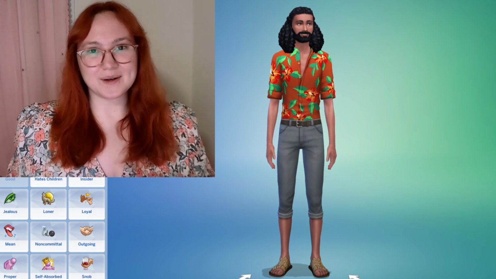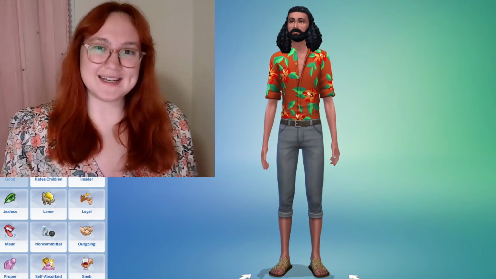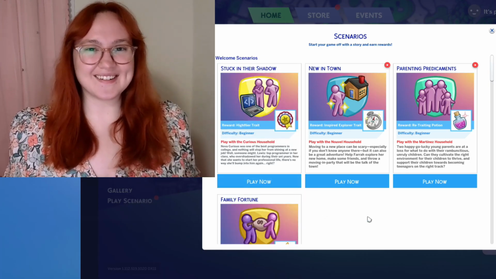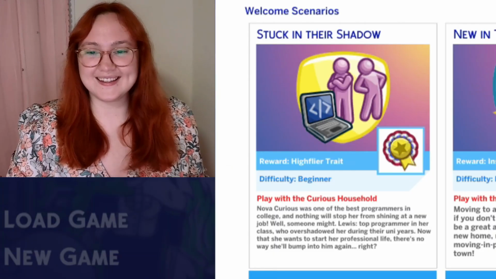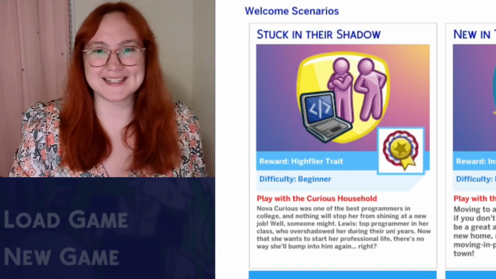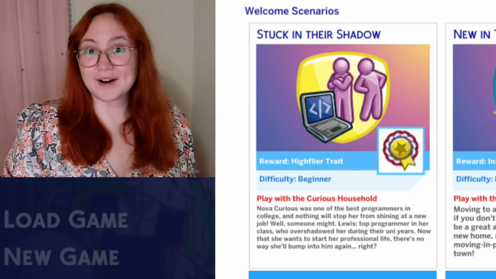Now let's do the other approach. Start with a plot and create characters and emotional arcs to fit into that plot. And we're gonna do this with the Sims scenarios. I swear I must be the only person who actually does these. Look at that, we have a scenario here that's actually very similar to the one we just made. So what does that tell you? I'm a genius? You should have already known that.